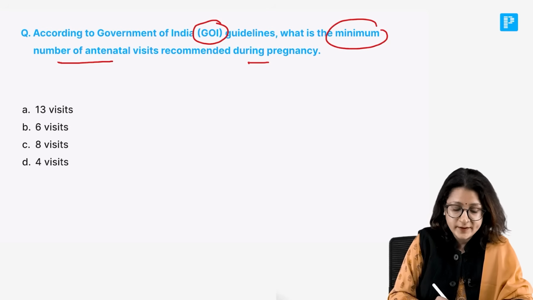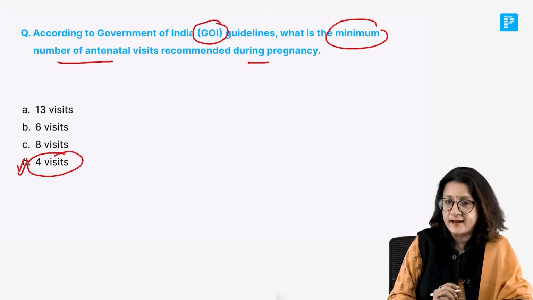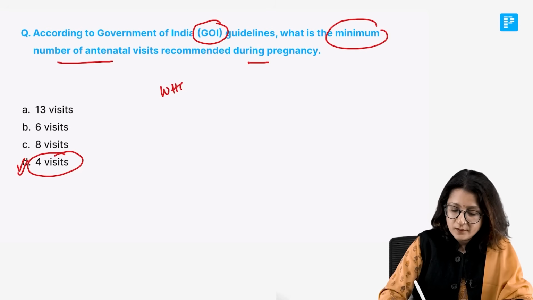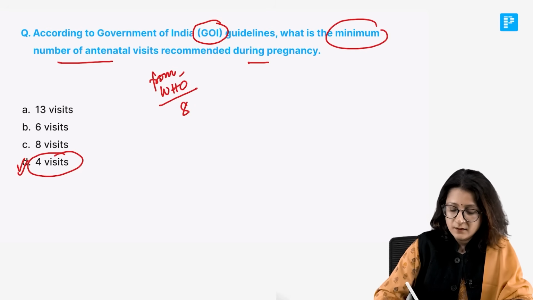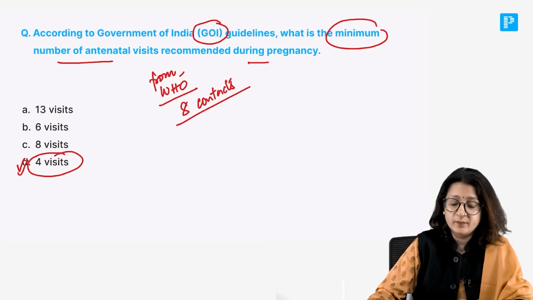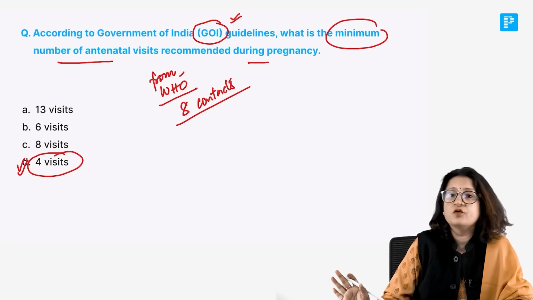According to Government of India guidelines, what is the minimum number of antenatal visits recommended during pregnancy? Straightforward question, minimum 4 visits are there. From WHO, it is 8 contacts. 8 contacts with healthcare provider. But from Government of India, it is 4 visits.